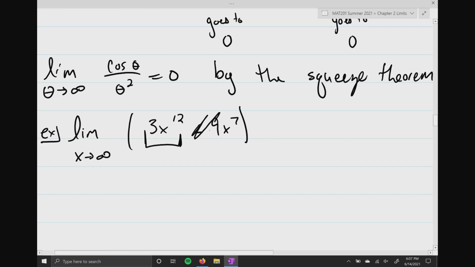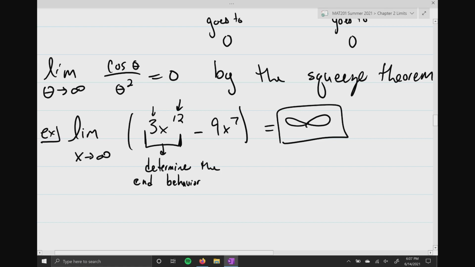I'm going to be honest with you, I don't even care about this minus 9x to the 7th. It's not going to do anything because my leading term is going to determine, like I said, the end behavior. It's going to let me know what's happening here. So, since the 12 is even, that's positive. As x goes to infinity, this limit will go to infinity as well.